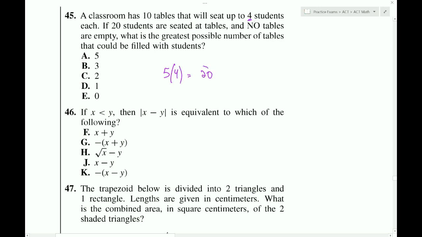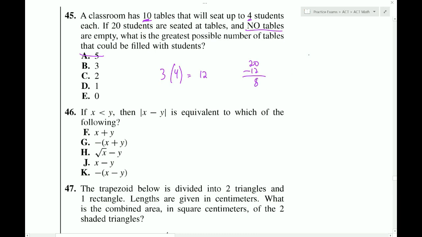So that would make for 20 students that are sat at those tables. And let's see, no tables are empty. Well, this will violate that, right? Because 5 tables that are filled would mean that there are 5 more tables that are empty, because we've already used up all the students, you see. So 5 doesn't work. Let's try 3. If we tried 3 times 4 would give us 12. Alright, so how many students do we have left? We started with 20. We've already sat 12 students, so that means we've got 8 students left.